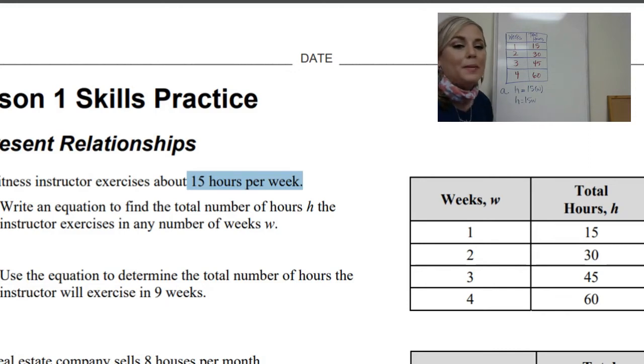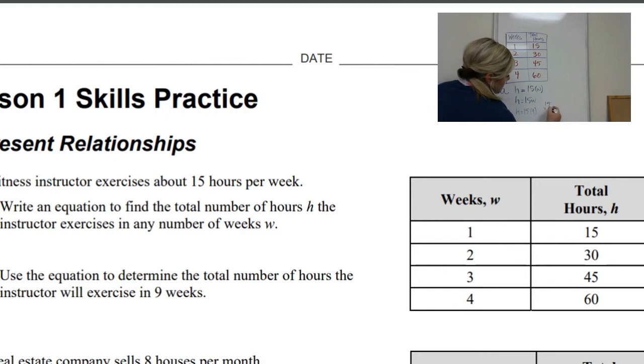Now B says down here they want us to use the equation to determine the total number of hours the instructor will exercise in 9 weeks. So we're going to use this equation. H equals 15 times 9. I'm plugging in 9 for W. Y'all have a calculator, so plug it in. 15 times 9 is 135 hours. H equals 135 hours. That was simple enough.